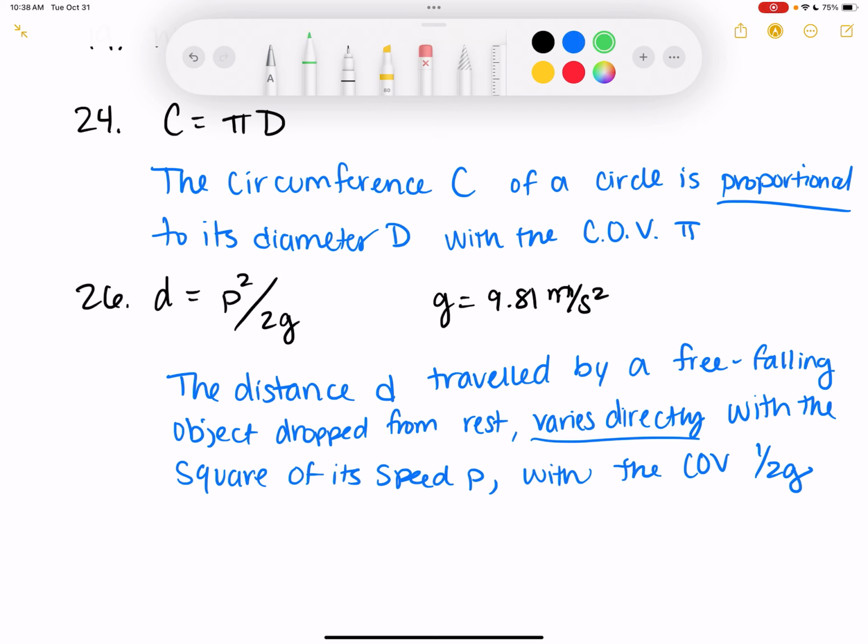I wouldn't stress out about those problems too much if you're confused. As long as you can say proportional or varies directly, you should be fine. And I've tried to give you two that are similar to these two.